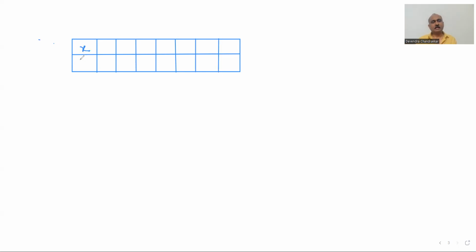Suppose this is x and this is y. Let's write this function: y is equal to x square. Okay, all of you pay attention. When x is 1, y is 1, x is 2, y is 4, x is 3, y is 9, x is 4, y is 16, 5, 25, 6, 36, and 7 is 49, right?